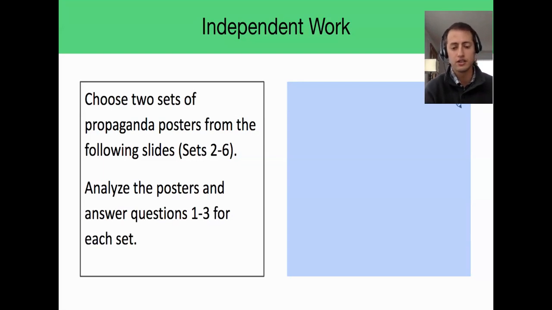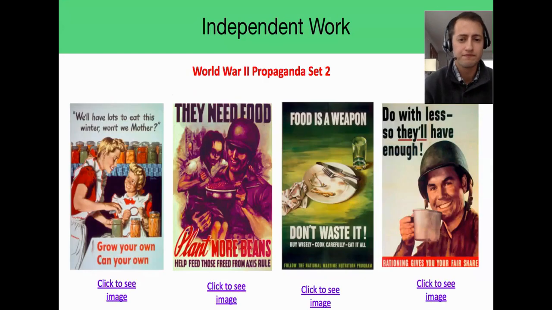So you've already done the model for students. They've seen you, or the student facing video, interacting with two posters and answering very similar questions. And now they're going to do that themselves for sets 2 to 6, although you can divide up the sets however works for you. There is a blue box on this slide. You can delete that or use it for something if you'd like to.